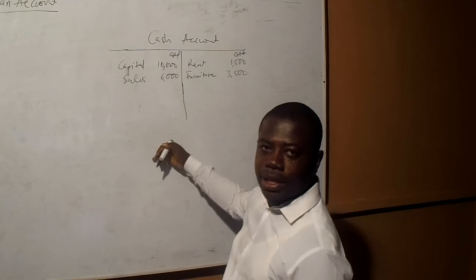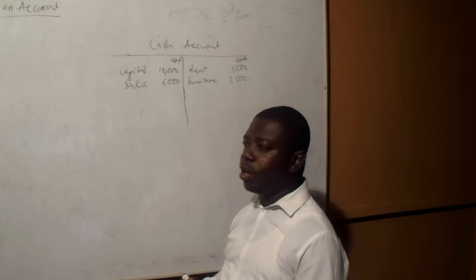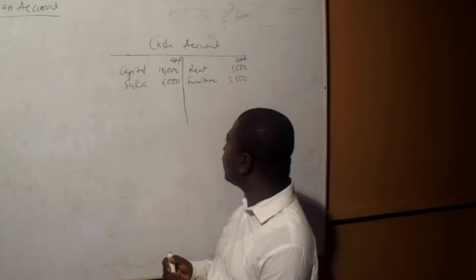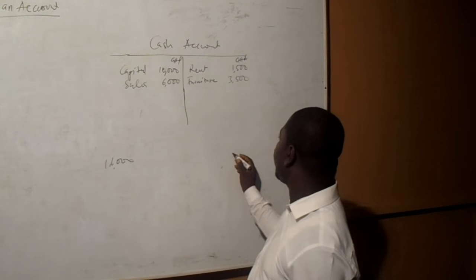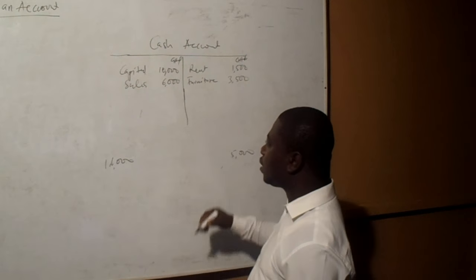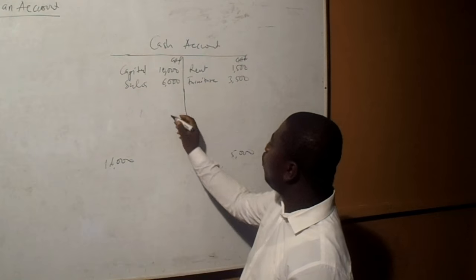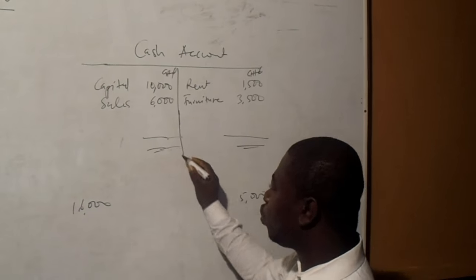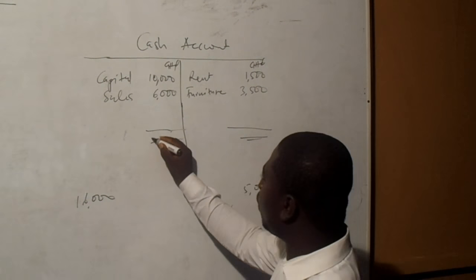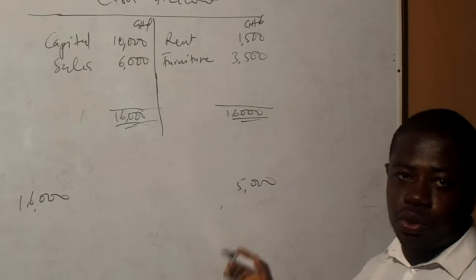So what we do is that we will add the total of the debit side, and then we add the total of the credit side. If you add the debit side, you are going to have 16,000 as the total, and the credit side amounts to 5,000 cedis. So the debit side is more than the credit side. And so we leave a space, and then we rule off for total, and we put the bigger amount on both sides, because we want to make the two sides equal.